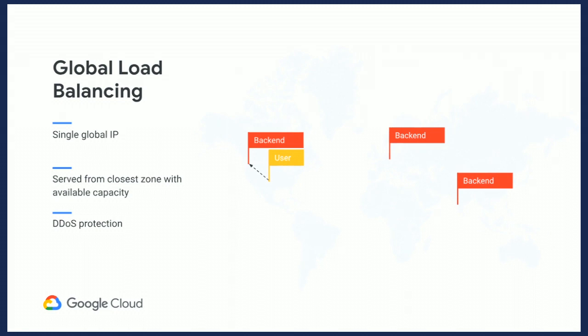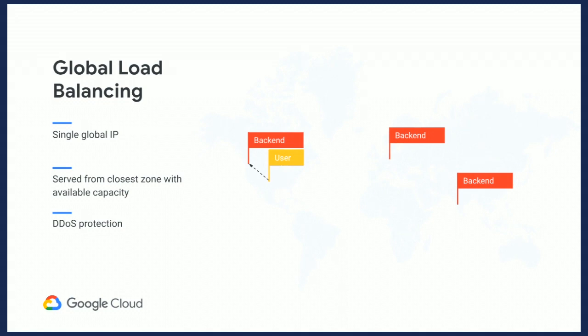Another advantage of using a global network backbone is that you can enable global load balancing. Now, global load balancing basically allows you to have a single global IP address for your load balanced application, and you're ensured that the traffic is served by the closest healthy backend to the end user.